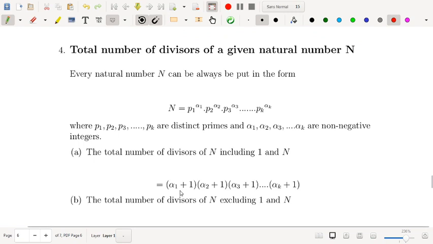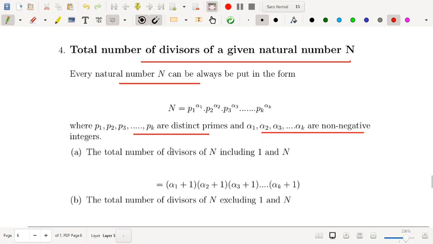Now I will discuss my last topic, the total number of divisors of a given natural number n. Any natural number can be written as a product of prime factorization: p1, p2, up to pn are primes, and alpha 1, alpha 2, etc. are non-negative integers. Suppose 45, a simple natural number: 3 times 15, 3 times 3 times 5. So 45 can be written as 3 square into 5 to the power 1. 3 is a prime number, 5 is a prime number. So this is the prime factorization.